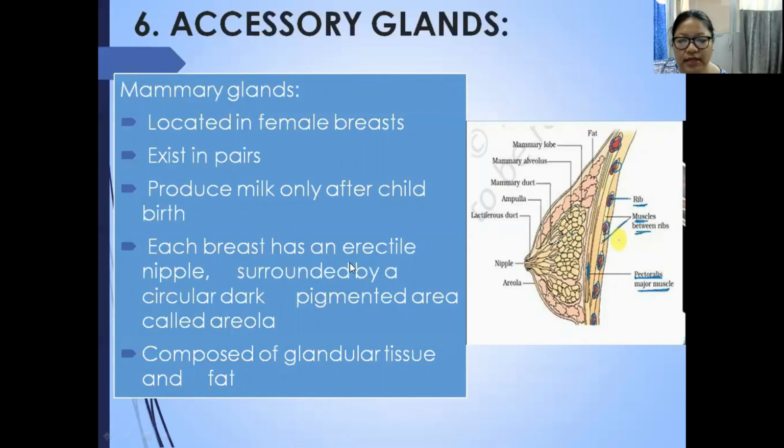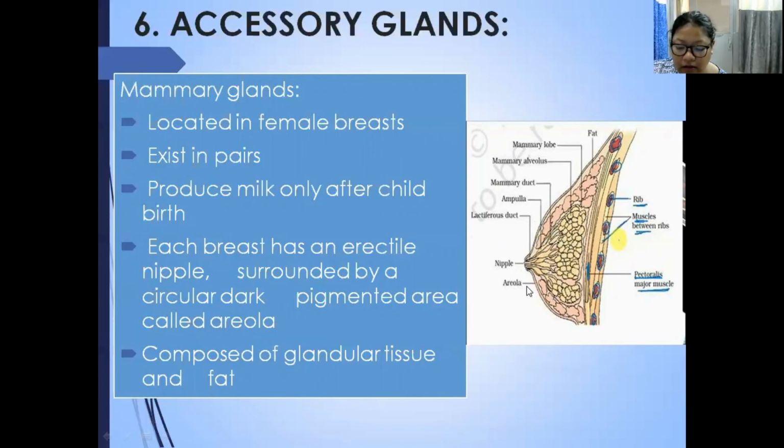Next, each breast has an erectile nipple surrounded by a circular dark pigmented area called the areola. So you will see that the breast has a nipple, and it is surrounded by a circular dark pigmented area. It is dark in this area, and this is known as the areola. Here is the areola. This is the nipple and this is the areola.